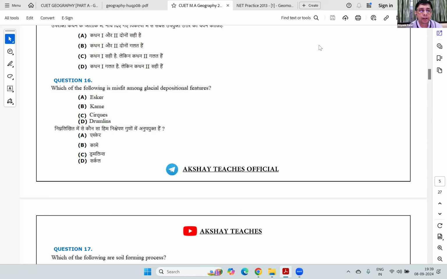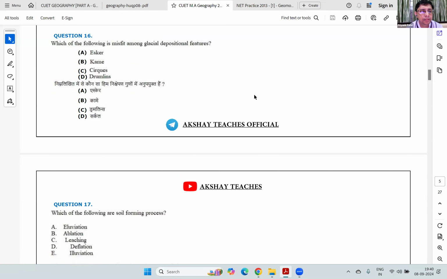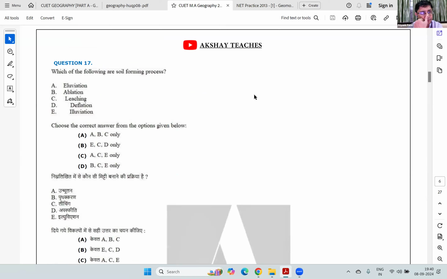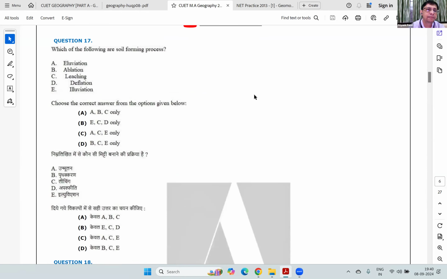Anyway, then along with this, let's just proceed. Which of the following are soil forming processes: alluviation, ablation, leaching, deflation, illuviation. Alluviation is a soil forming process, leaching is a soil forming process, and illuviation is a soil forming process, right? Ablation and deflation are not. So obviously we get A, B, and C. This is the best option.